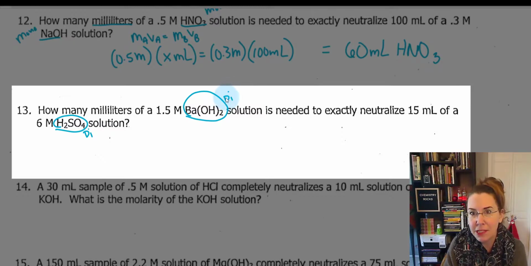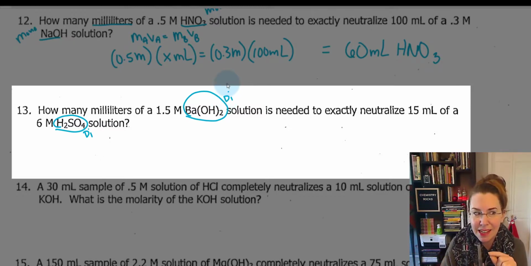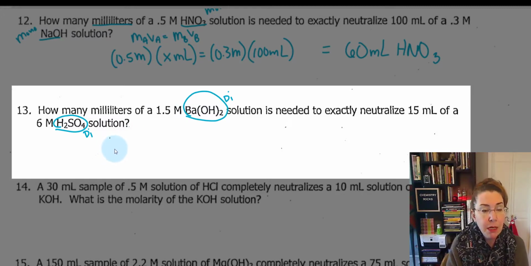So since they're both di, I would be multiplying both sides by 2, but since they're both 2, they cancel out, and I end up not having to do anything. But I'm going to show this to you with the multiplication in it, so you understand the theory behind it. So I'm going to be solving for my milliliters of base. I'm still using MAVA equals MBVB.